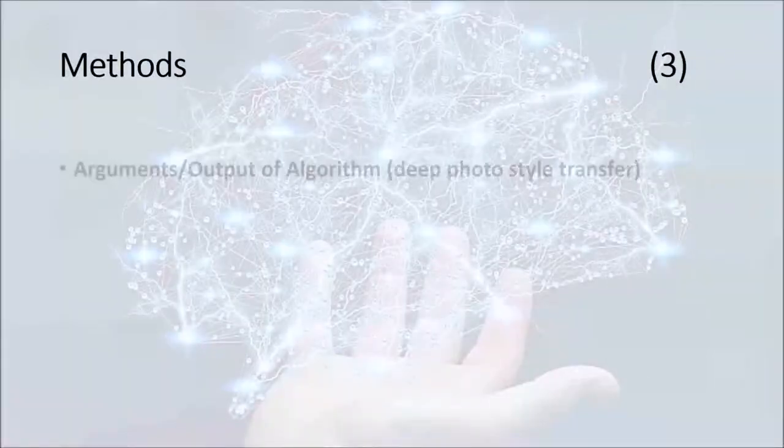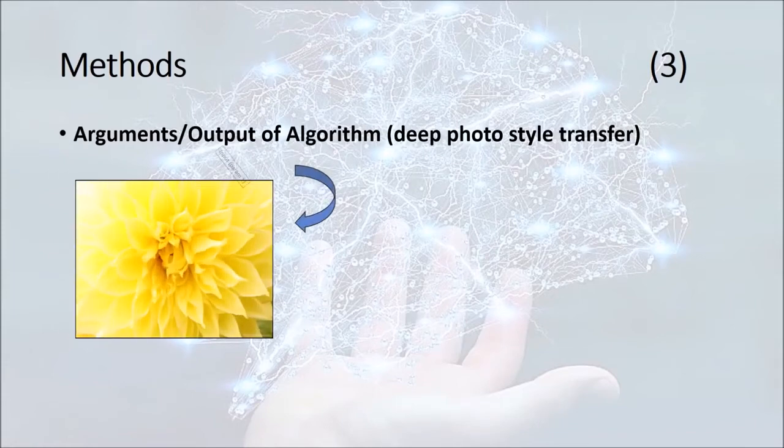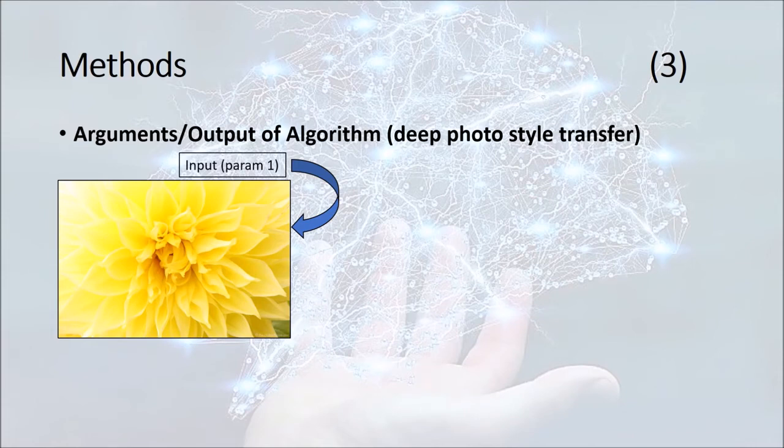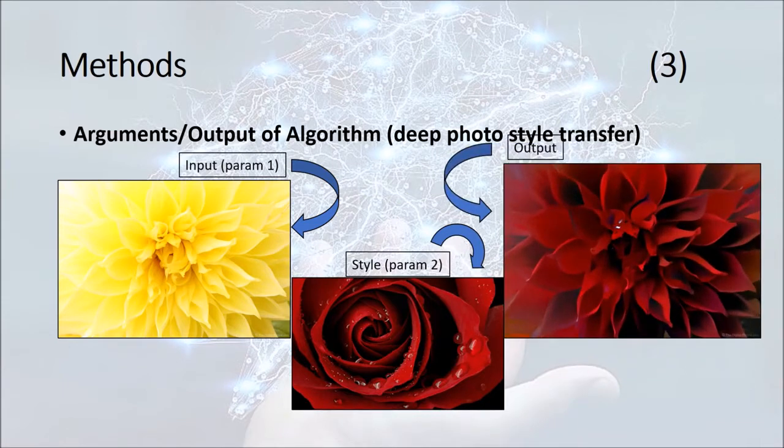So this slide shows the input and output of our deep photo style algorithm. It takes as a first parameter an input that's the content image, in our case the yellow flower. The second parameter is the style image, which is the red rose right next to it, and then it outputs the style of the second parameter applied to the content of the first parameter, and it returns a non-distorted and correct color transfer photo as its result.